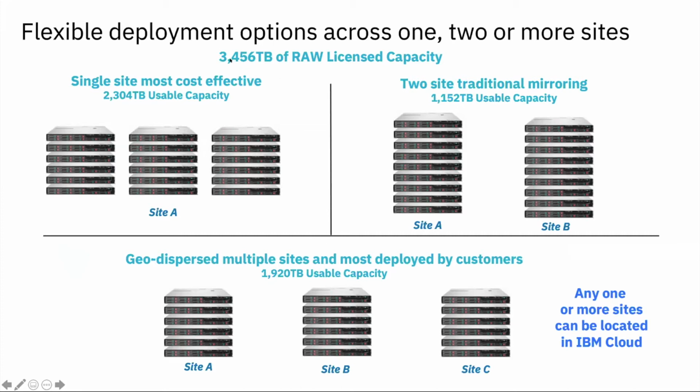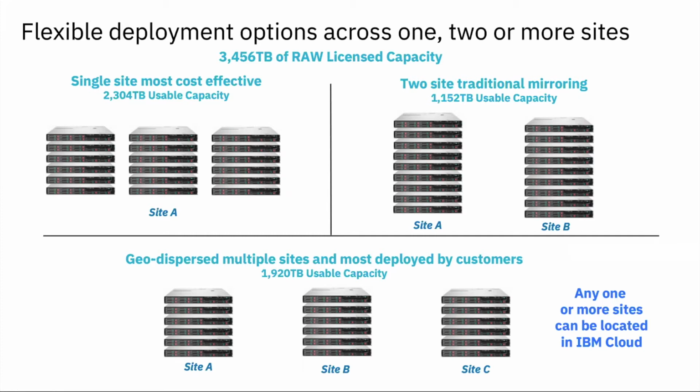So let's say you invest in a 3.5 petabyte hardware solution, which equates to 18 nodes. So I take those 18 nodes, I deploy them in one site, resulting in a 2.3 petabyte usable end result, which is very compelling. However, you have a single point of failure because everything's in one site.